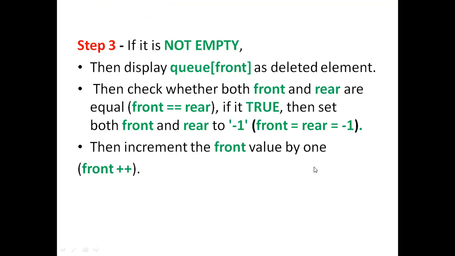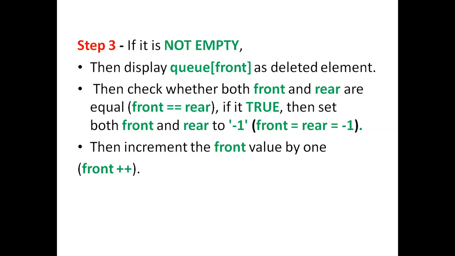Now we can delete. How to delete that element? By using front variable. So before deleting from the queue, display the Q of front value. Assume front is equal to 0. You can delete queue of 0 element. First of all, display that element. Then after, check whether front and rear are equal or not.